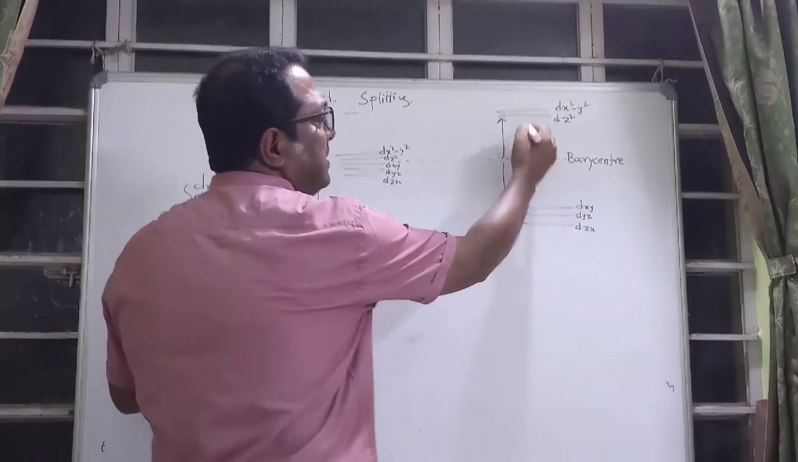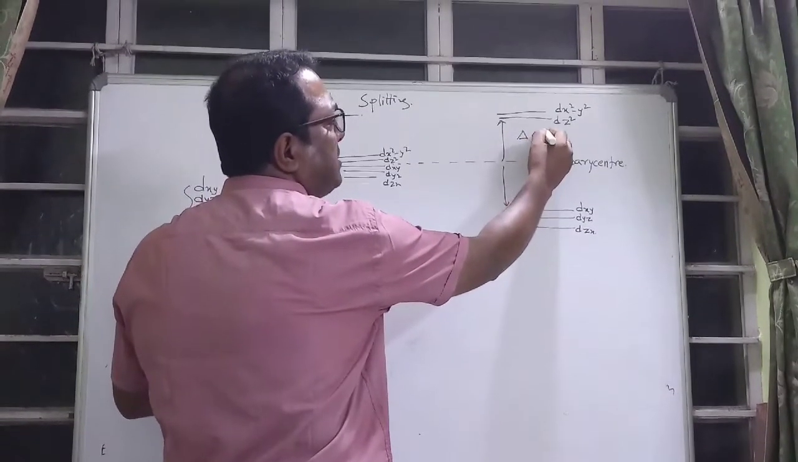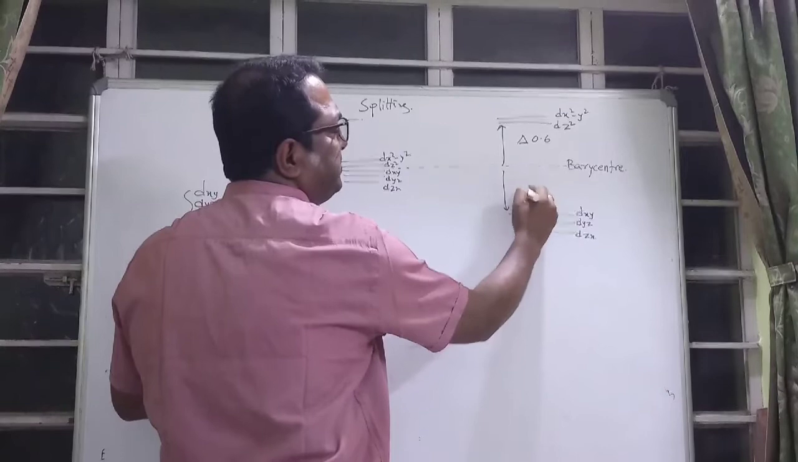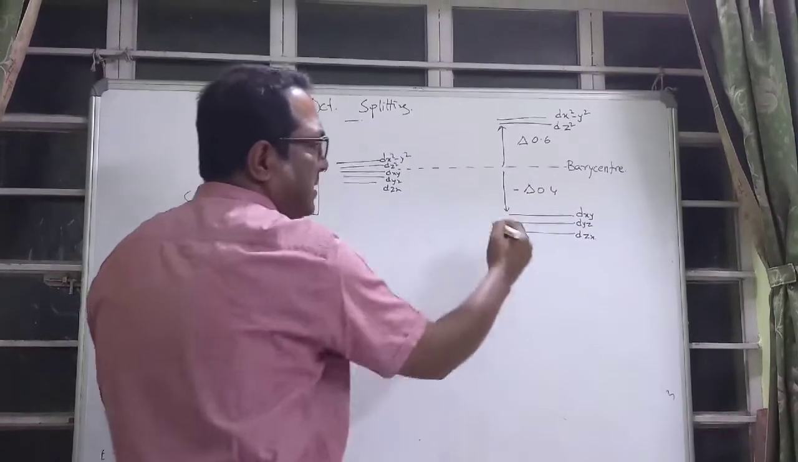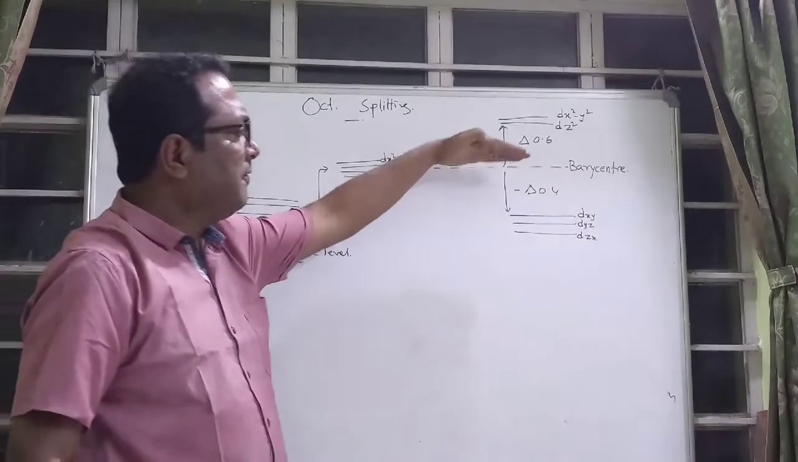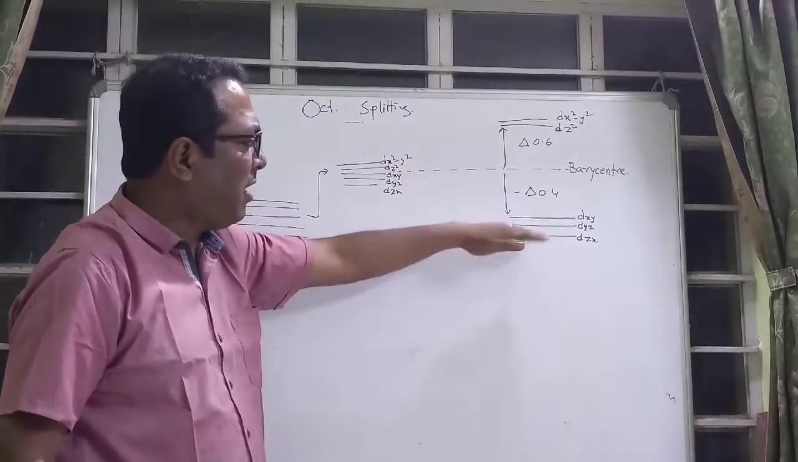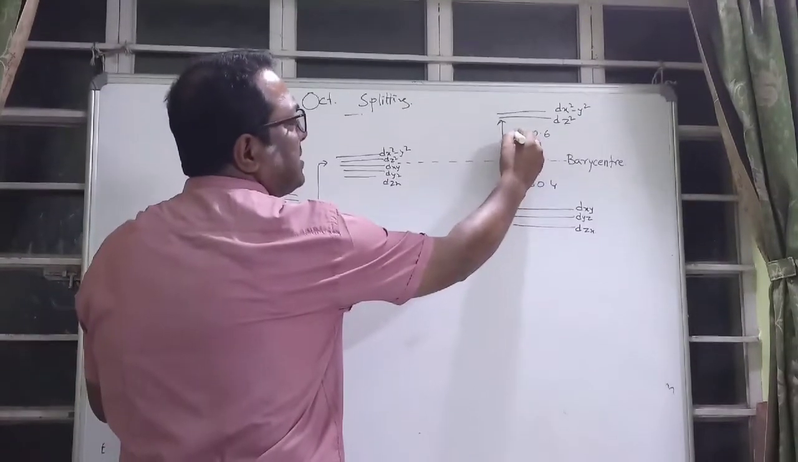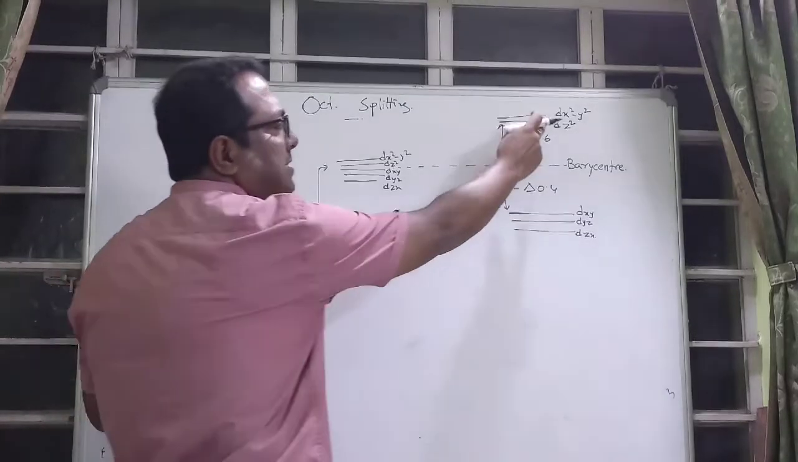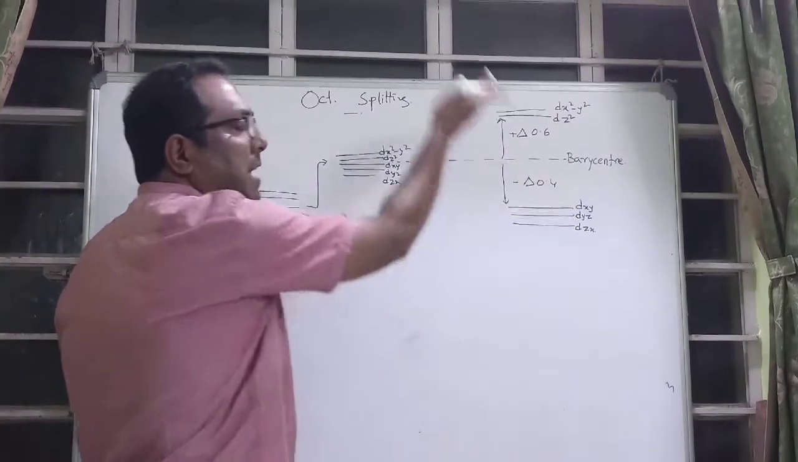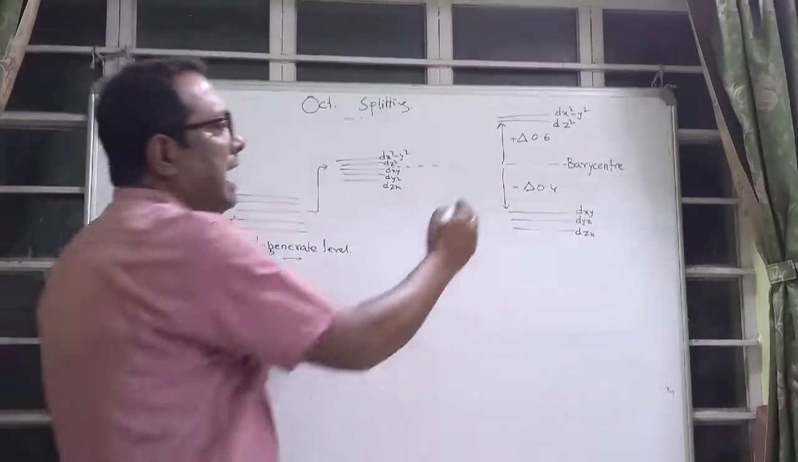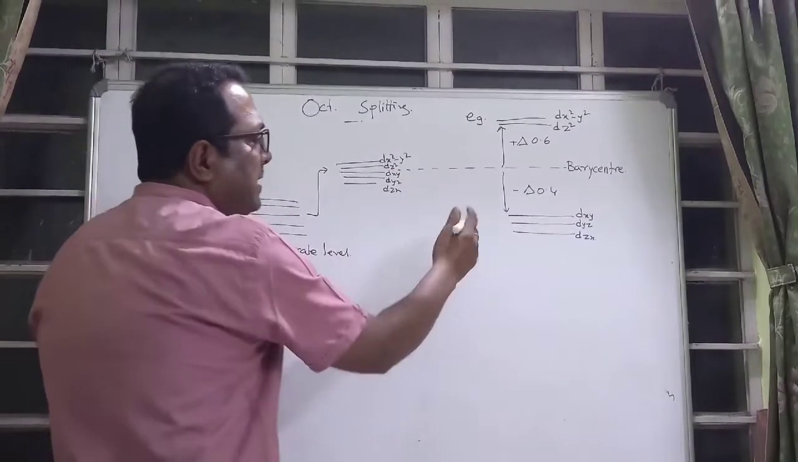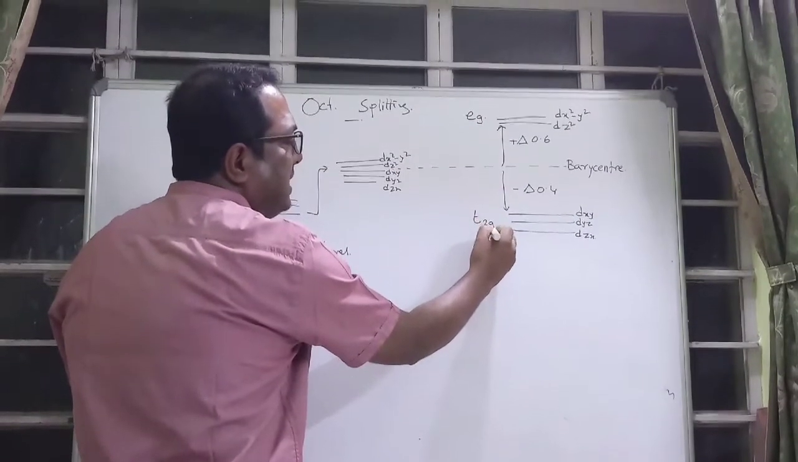Here we call this delta 0.6, and this is delta 0.4 minus the barycenter. Why? Because from that energy they fall as low as 0.4 and they rise up. So this should be plus, this minus. So dx square minus y square and dz square remain at the higher energy level, and this is called the Eg level, while the lower energy is called the T2g level.